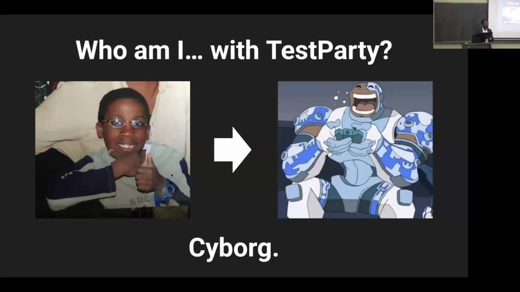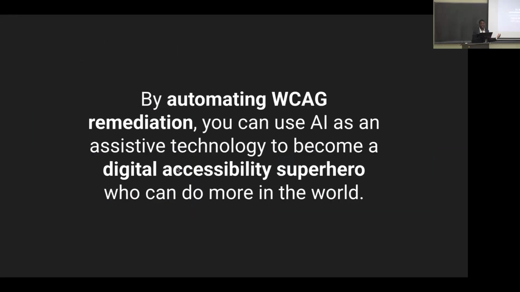And so who I am with Test Party, I tend to think of myself as becoming cyborg, right? The purpose of this talk is to talk through how we bring cyborg principles into our work, how I think you can bring cyborg principles into your work, and some of the really easy examples, whether you're using Test Party or some other AI tool, that you can start to augment your own abilities to do more. The thesis of this presentation is that by automating WCAG remediation, you can use AI as an assistive technology to become a digital accessibility superhero who can do more in the world.